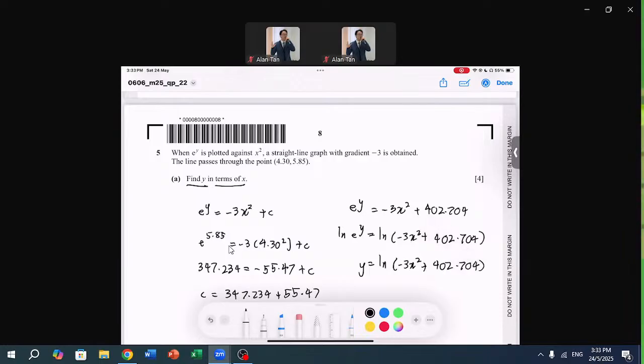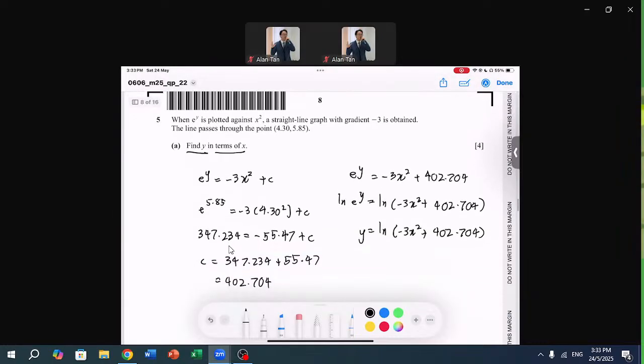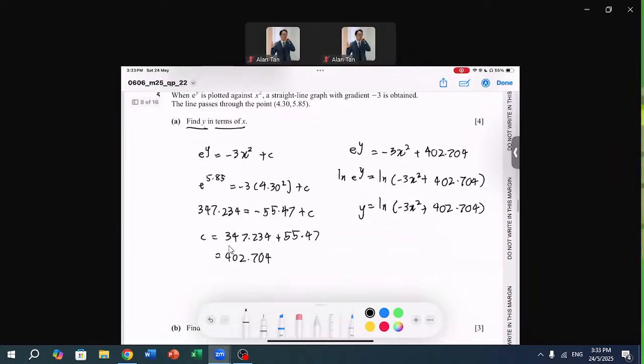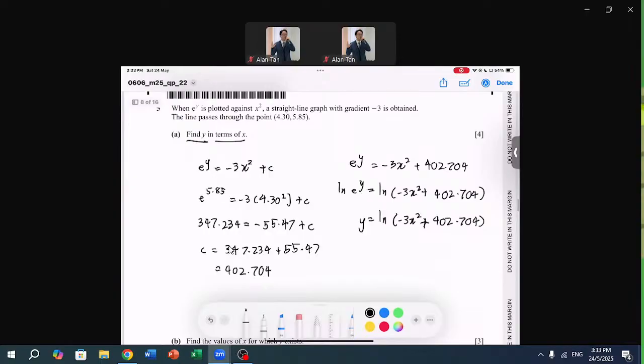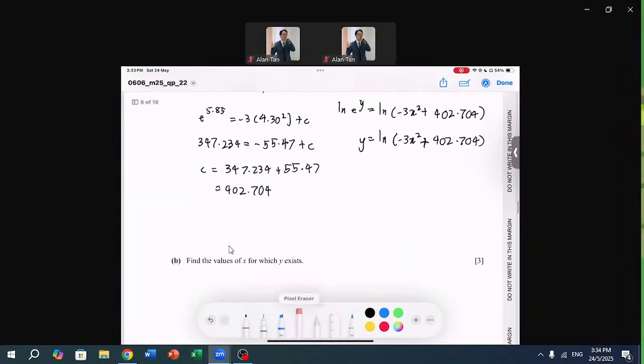If you separate out the plus, it'll make them multiply against each other, and plus in this case will mean something else, and that will affect your own logic and reasoning. So when ln is added to this side, the entire thing must be bracketed because this is not a multiplication, this is addition. So y equals ln of negative 3x squared plus 402.704. Yeah.